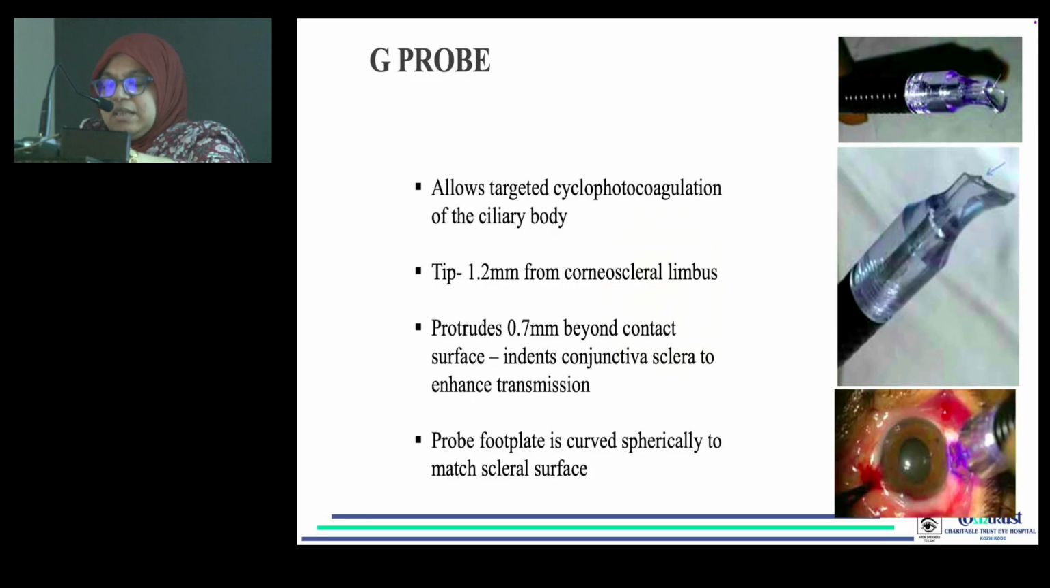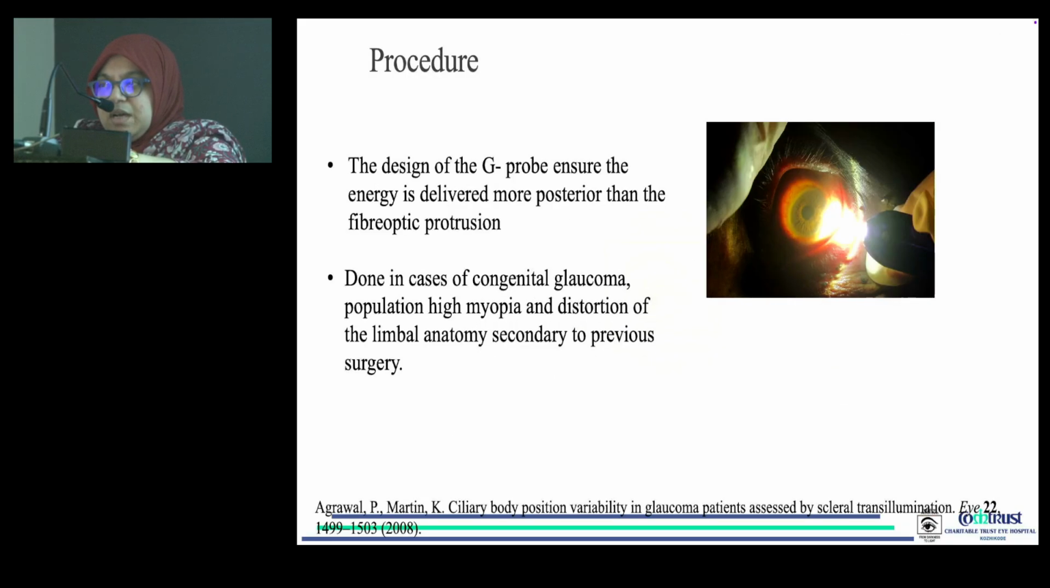Coming to the G probe, it allows targeted cyclophotocoagulation of the ciliary body, and the tip is about 1.2 millimeter from the corneal limbus, and there is a protrusion that is about 0.7 millimeter beyond the footplate. This indents the conjunctiva and sclera to enhance the transmission, and the footplate is curved spherically to match the scleral surface. So the G probe is designed to ensure that the energy is delivered more posteriorly than the fiber optic protrusion.